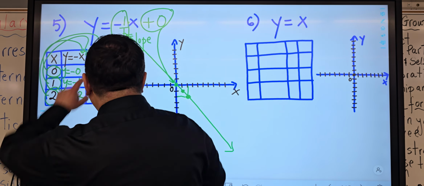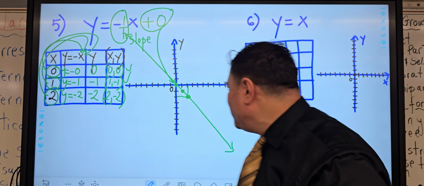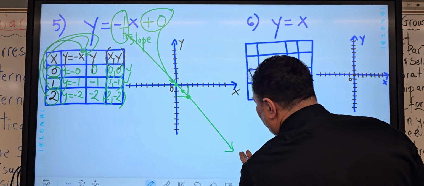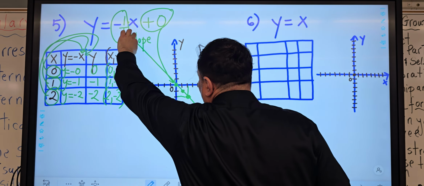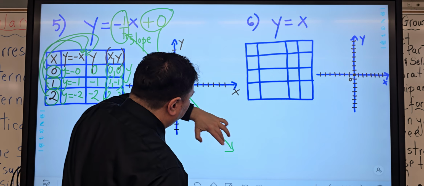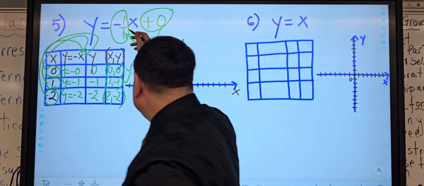And of course, because we have a negative here for the slope, negative 1 over 1, the slope is negative. The line goes to the left instead, right? So now we're going from this way. The slope is going down, right? From left to right, we are climbing down. We are climbing down here because the slope is negative, right? So negative 1 over 1.